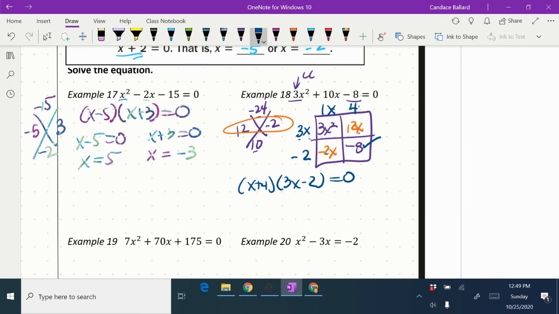We're taking this all the way through because we've got the equals 0, so I have to use the zero product property to split it up and set each factor individually equal to 0 and then solve those. So I subtract the 4, I get -4. I add the 2, I get 3x equals 2. I divide by 3, I get 2/3. So my solutions are x equals -4 and x equals 2/3.